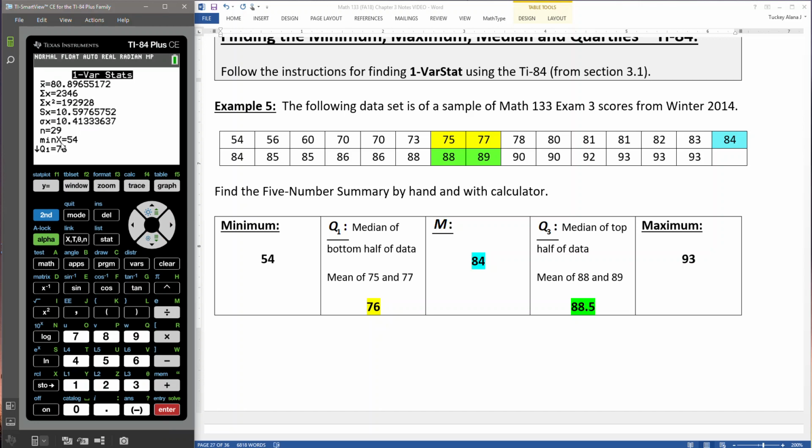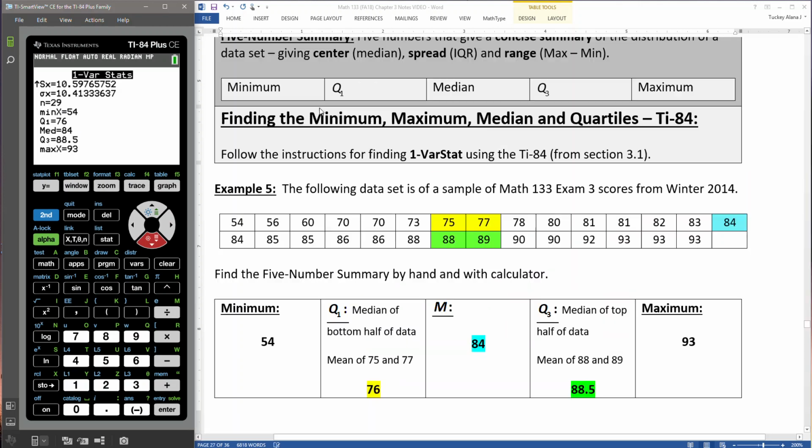Now look down here at the very bottom. See the minimum at 54. Q1 was 76. Ding, ding, ding. So if I scroll down with my down arrow, 84, 88.5, 93. And see those bottom 5 numbers? The calculator is giving you the 5-number summary.